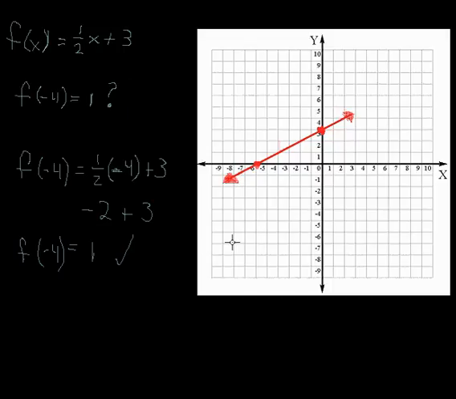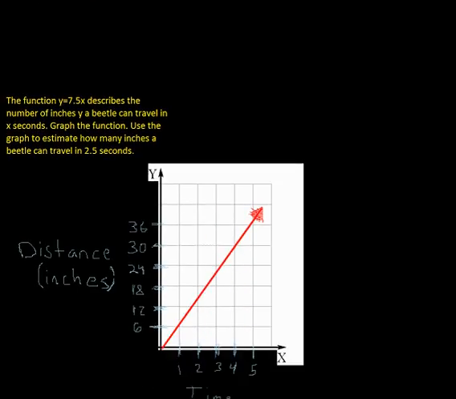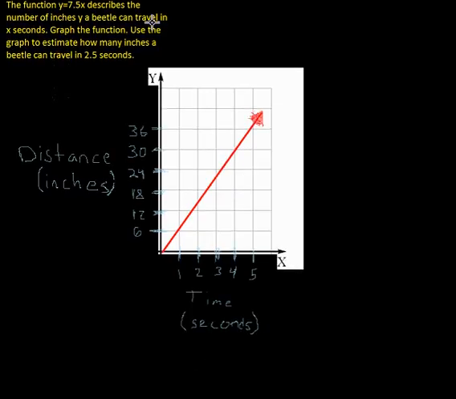And in the last video, you learned how to find values of a function using graphs, and then actually check to see if that function held true. Let's move forward and look at a real life application here. Right here we have the function y equals 7.5x describes the number of inches a beetle can travel in x seconds. Graph the function. Use the graph to estimate how many inches a beetle can travel in 2.5 seconds.